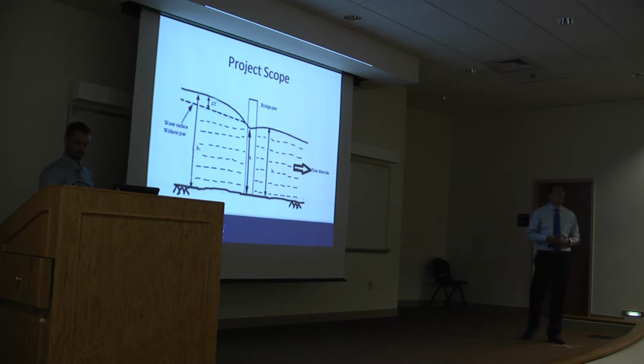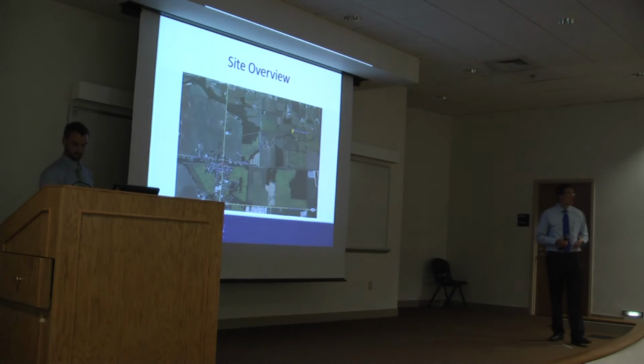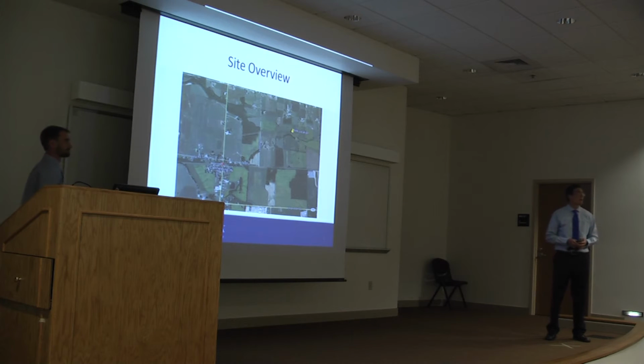So what is backwater? If we have flow going from left to right, and we add a pier, the original water surface elevation is the dotted line shown there, and the water surface elevation after the pier is added is the darker line. The delta Y is the backwater, and it occurs immediately upstream of the bridge. So I'm going to hand it over to Aaron, and he's going to talk about the site overview.